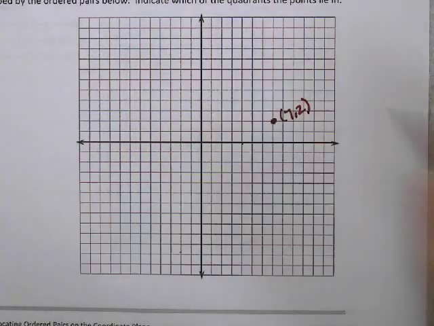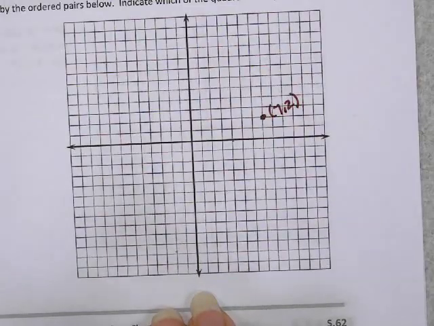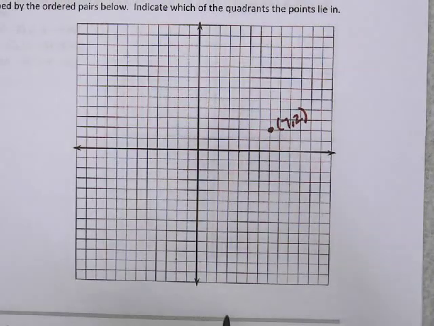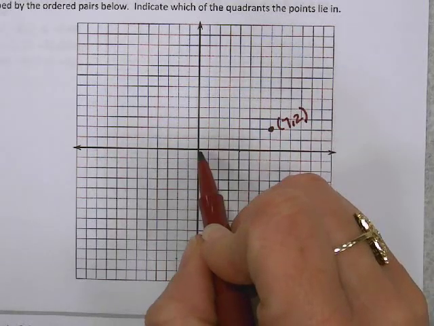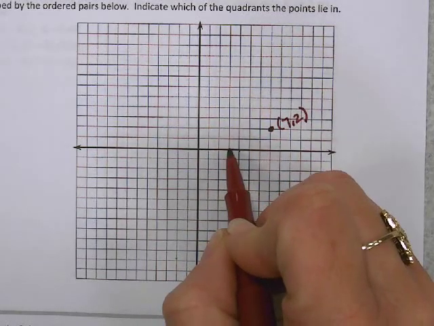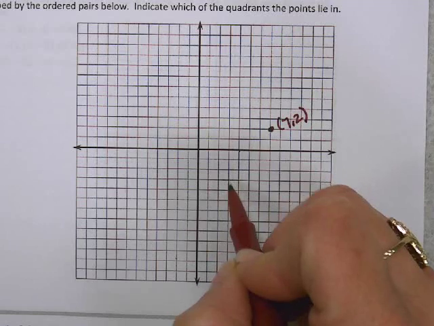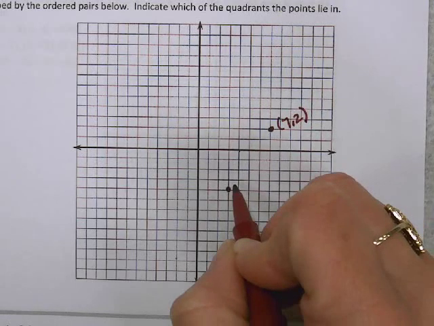I'm going to label that 7, 2. Point B is 3, negative 4. So again, I'm starting at my origin. I'm going to go to the positive side, 1, 2, 3, and then down negative 1, negative 2, negative 3, negative 4.